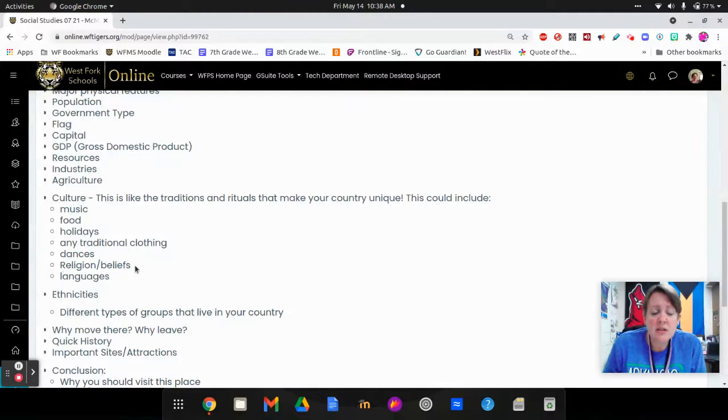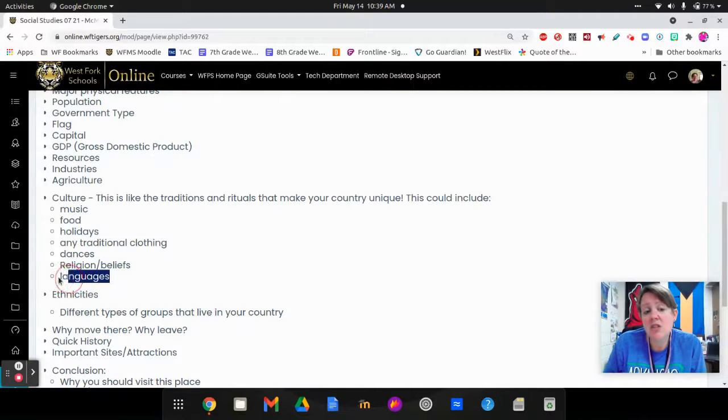What is their religion? It could be multiple things. I would say most countries have multiple diverse religions, though not all of them do. The United States has multiple religions, but if you went to India, you would probably encounter mainly Hinduism and maybe a little bit of Buddhism and some other smaller religions. You can find percentages. I'm going to show you a really great website in just a minute that's going to tell you a lot of this information.